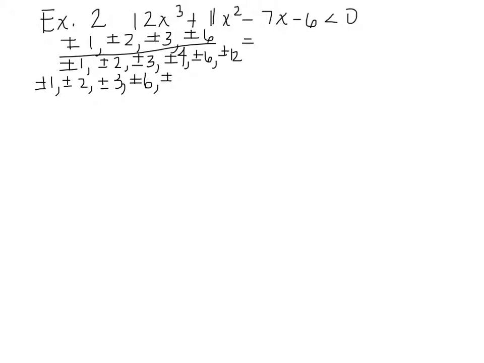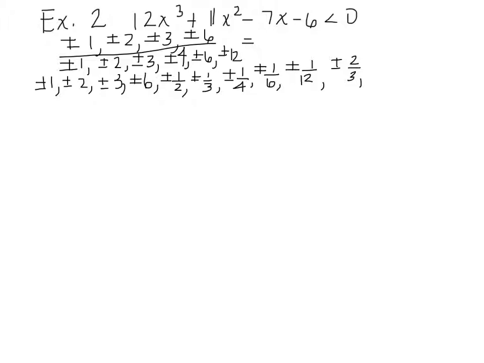Then I have 1/2, 1/3, 1/4, 1/6, and 1/12. Then I'm going to do 2. So I got 2 over 1, 2 over 2. If you see anything repeated, you don't have to list it more than once. 2/3, 2/4 I already have, 2/6 I have, 2/12 I have.